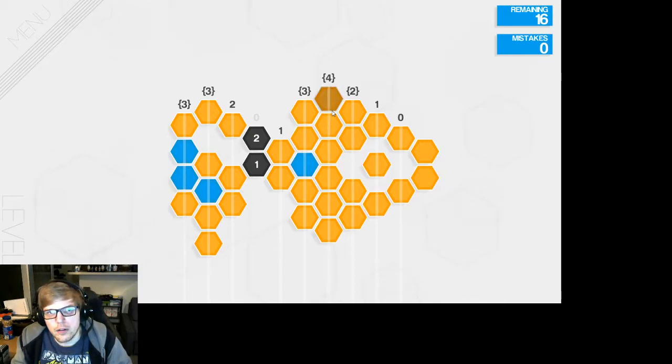Similarly, we have 6 orange hexes, and 4 of them need to be blue. So here, we actually get to mark 2 as blue straight away. We can have these 4, we can have these 4, or we can have these 4. So in any of those 3 cases, both of those are blue.